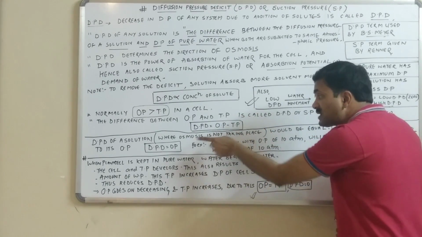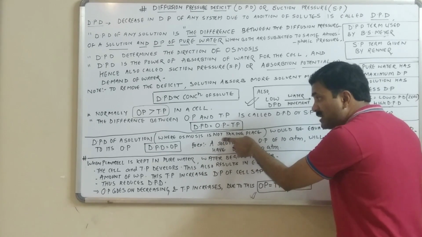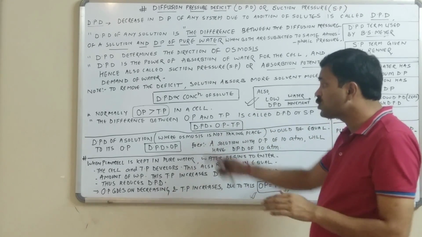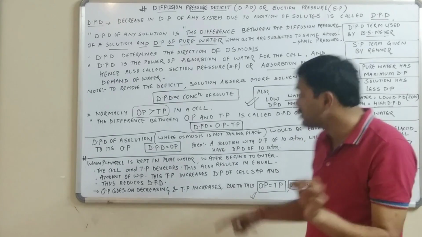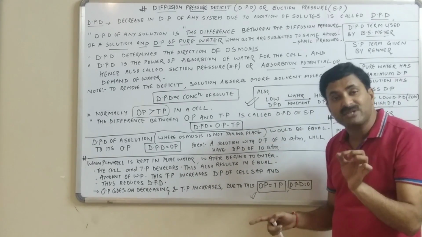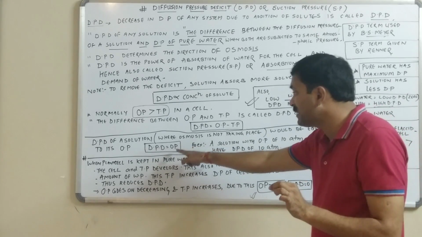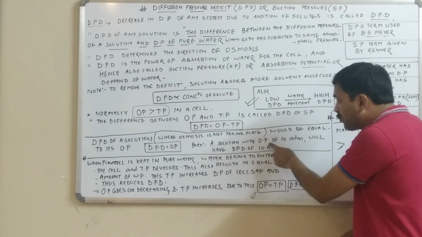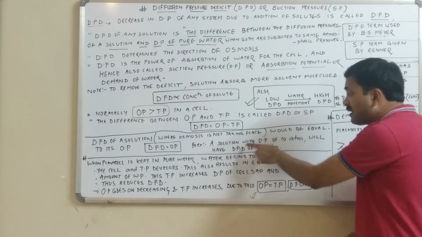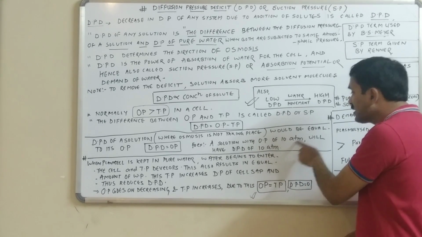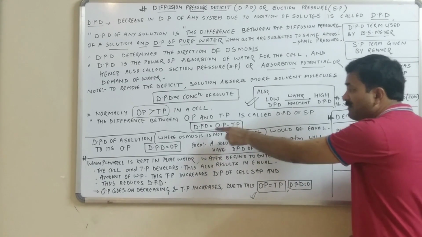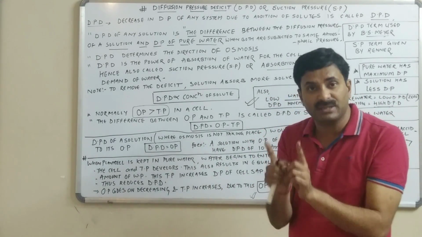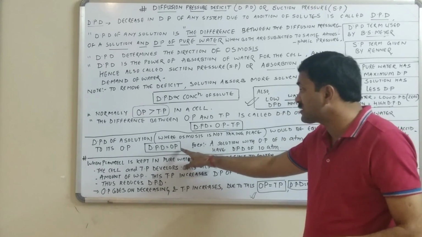So what will happen? In a cell in which osmosis has not taken place, TP will be 0. So DPD will become equal to OP. So DPD of a solution where osmosis is not taking place is equal to OP. And remember, for example, a solution with OP of 10 atm will have a DPD of 10 atm, because we know very well that DPD is equal to OP in a cell in which water has not entered.